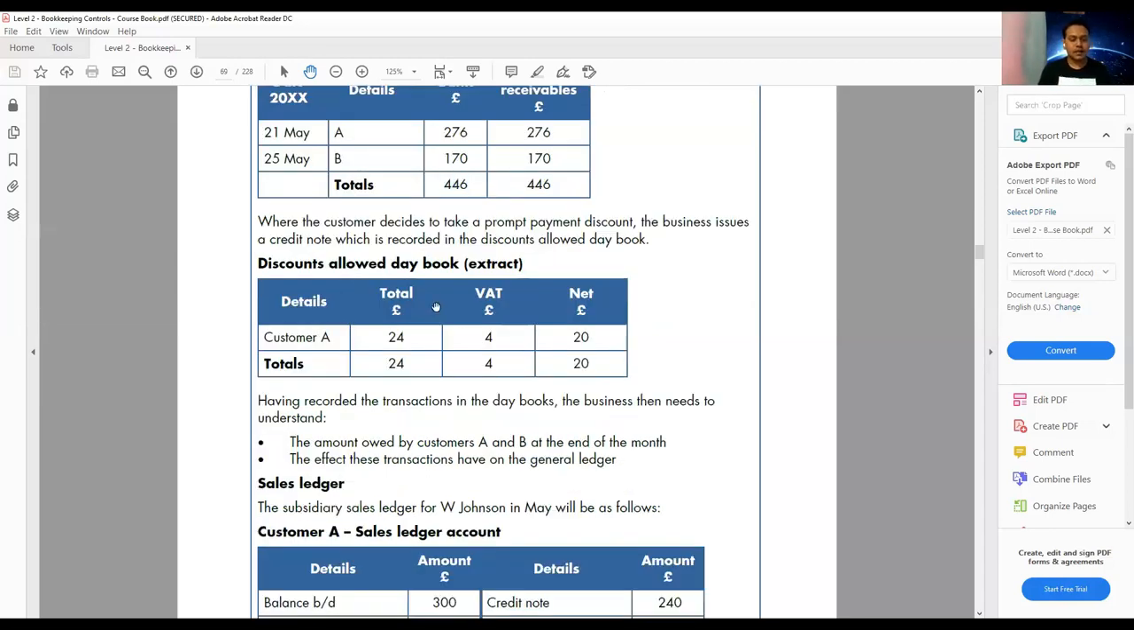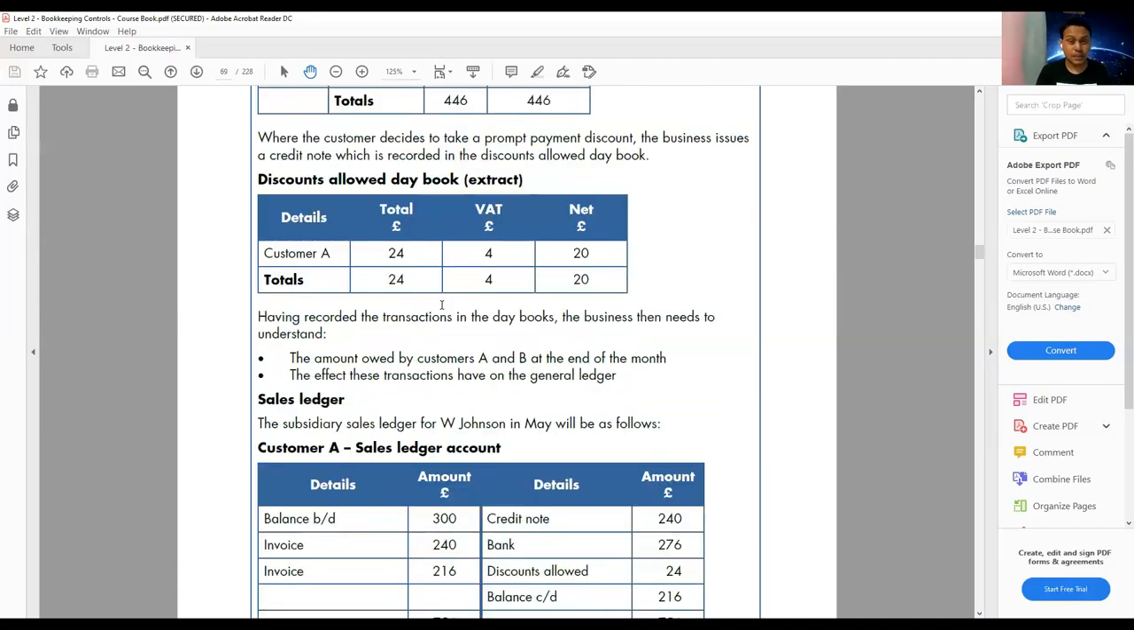Discount allowed will tell us how much discount we give to which customer. So you can see here, we give discount only to customer A. That is £24: VAT is 4, net is 20. We didn't give any discount to customer B. So this is the story.